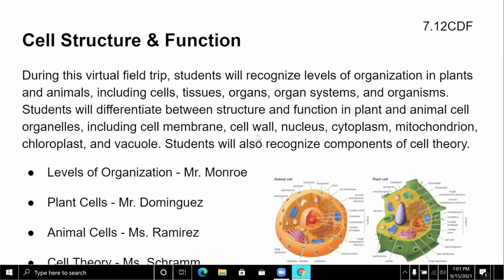Mr. Monroe will talk to you about the levels of organization. Mr. Dominguez will do plant cells. Mr. Ramirez will cover animal cells, and Ms.